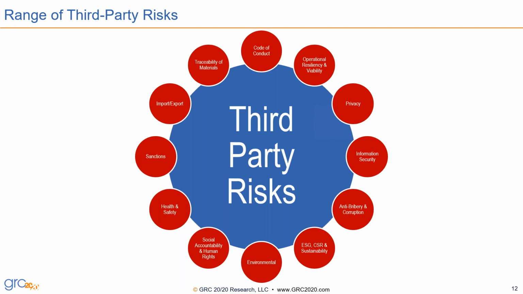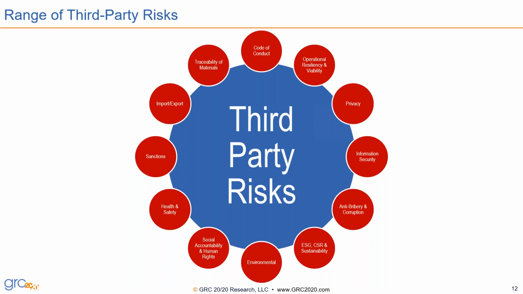These ESG reporting requirements are going to completely restructure how we approach third-party risk management in organizations. That includes these next elements: environmental, dealing with carbon and emissions and environmental protection in third-party relationships; social accountability and human rights, dealing with modern slavery, and you have things like the UK Modern Slavery Act, conflict minerals, California's Transparency in Supply Chains Act; health and safety. You have sanctions issues, import, export, and traceability of materials, and we can go on and on and on.